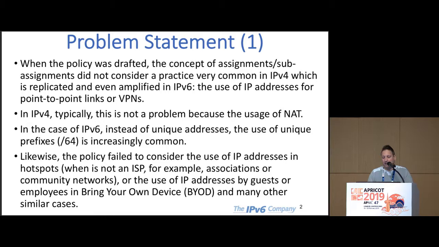Basically, the problem is that when we drafted the IPv6 policies, we started from the existing IPv4 policies, right? In IPv4, most people have been using NAT. So when you are, for example, an enterprise or a university or something similar, and you get a direct assignment from APNIC, you typically are not going to give part of the public IPv4 addressing space to the users.